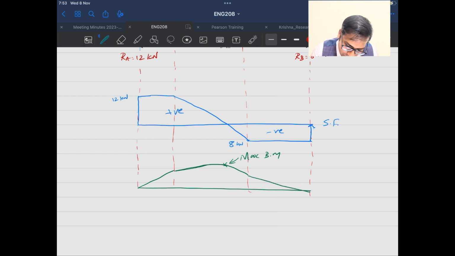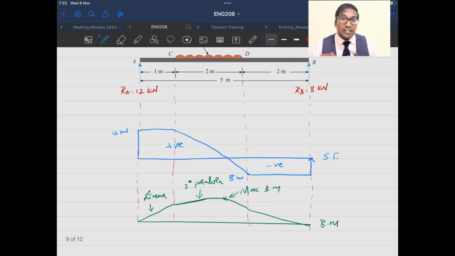Okay, so this is my, you can write like this. Okay, this is my second degree parabola and this is a linear line. Linear you need not mention, but second degree parabola you can write. Okay, so again it starts at 0 and ends at 0. So this is my bending moment diagram for a uniformly distributed load.